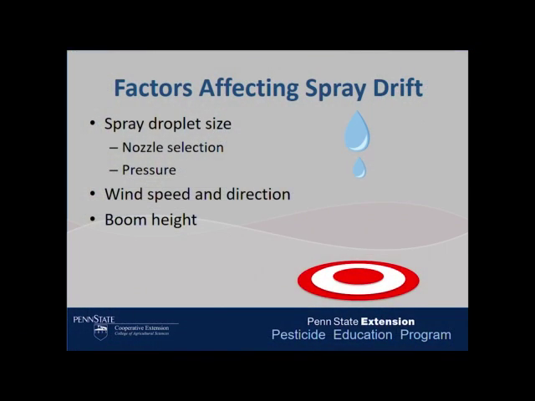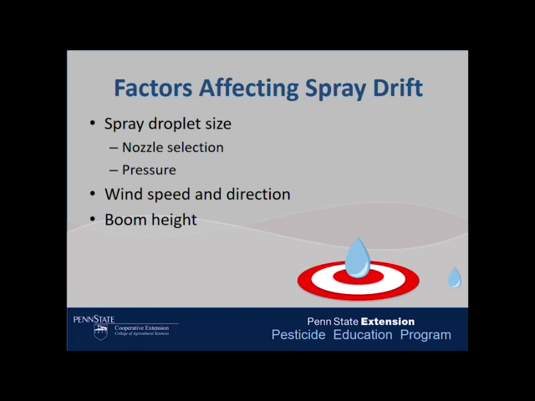So here in this illustration, we see the small droplet. It's going to be affected by wind speed and direction. It's going to move off site. Certainly the larger droplet, it's going to be easier to hit the target. Now the problem with larger droplet size, if the label says you need a small to medium droplet size, if you go too large, you may not have the coverage that you want on the plant material you're trying to spray.